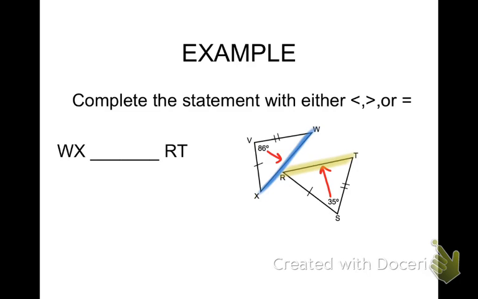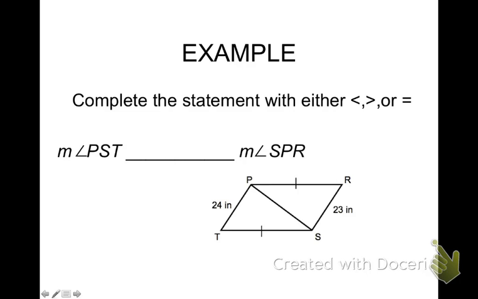So which one would be the longer side? The blue or the yellow side? The blue, right? Because it's opposite the larger angle. So what type of inequality sign should I put in the blank? Remember, your alligator wants to eat the bigger thing, so I'm going to have it open to WX, which is a greater than sign. That's your hinge theorem. It also works in reverse. Given the sides, then compare the actual angles.